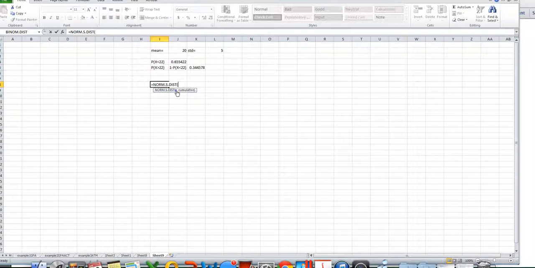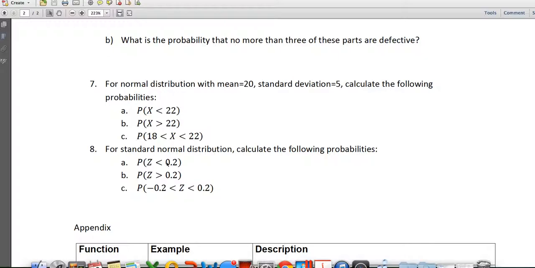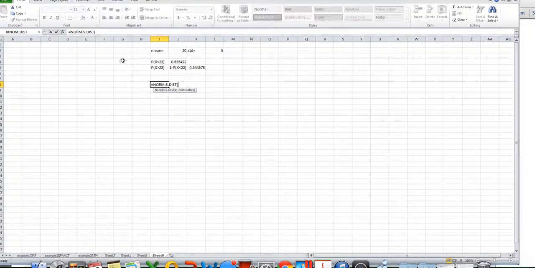They don't ask you for mean and standard deviation because this is the standard normal. It always has mean 0 and standard deviation equal to 1. So you don't need to give the value for these two. You only need to tell the computer the value for z. Looking at the question, z equals 0.2. So go back to the Excel file, just type in 0.2, comma. Since the normal distribution should be cumulative distribution, you need to type in TRUE. Close the parentheses and press return.